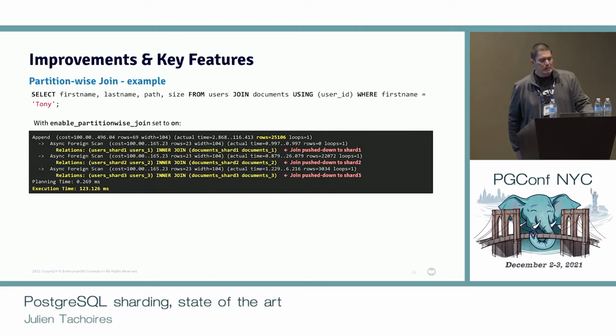Now, let's execute the same query, but this time with enable partition-wise join set to on. So this time we can see that the execution plan is simpler. We have only 3 foreign scans executed. And for each foreign scan, the join operation is pushed down to the remote server and applied at the partition level. So the execution time improvement is huge in this case, from 47 seconds to 123 milliseconds. So this is very huge.